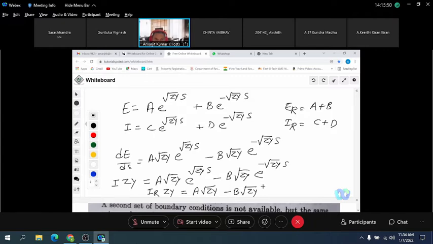At S is equal to 0. Okay, and similarly you do dI by dS. Differentiate this one.